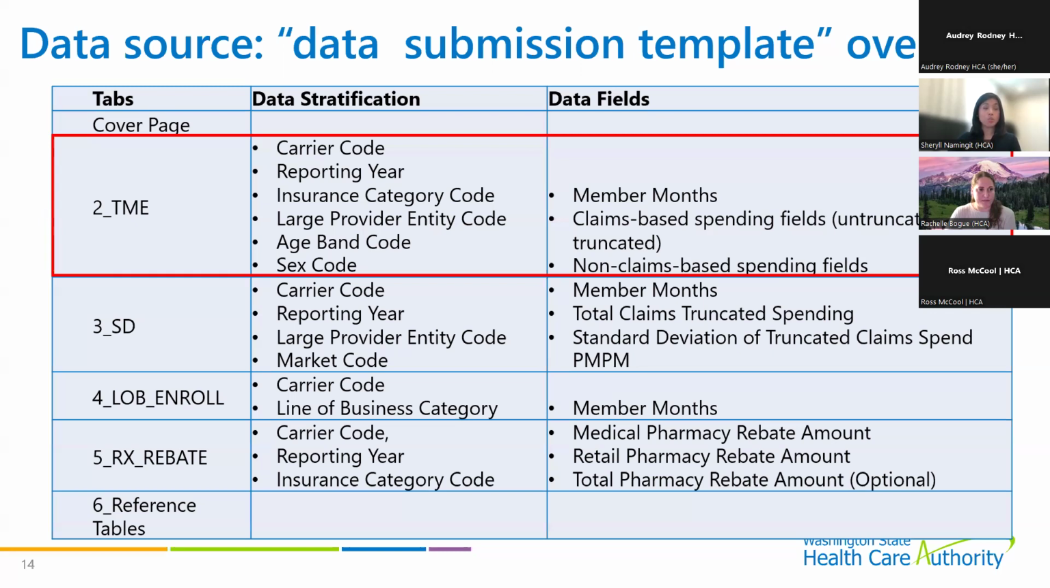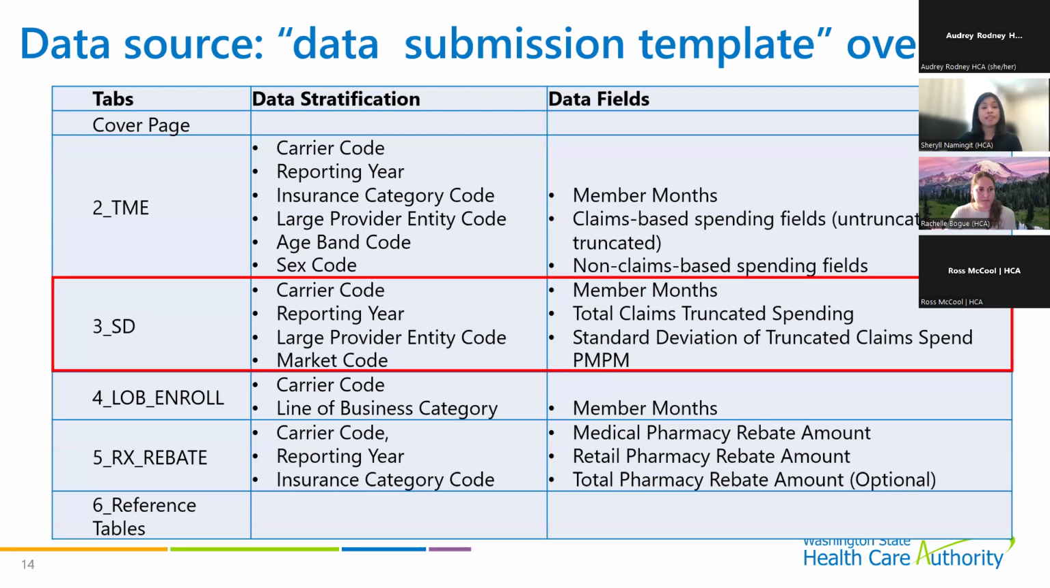So the most relevant information that we will use in the provider report is the information that we get from the TME tab. This one collects information on member months, claims-based spending, and non-claims spending by carrier, reporting year, insurance category, large provider entity, age band, and sex codes. It's important to note that we have information on truncated spending, and we will explain how truncation is done and the role of truncated claims spending in our provider reporting in the next slides.